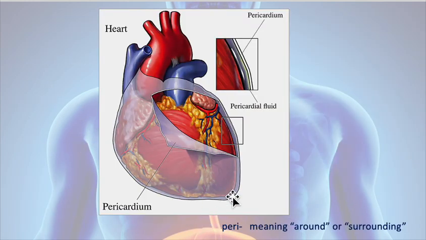This photo just shows a closer up image of the heart and the pericardium. So the pericardium: peri meaning around or surrounding, cardi referring to heart. The pericardium is the membrane or cavity that surrounds the heart. So it's a very thin double membrane structure. And within, there is pericardial fluid. Again, this fluid helps to reduce friction as the heart contracts.